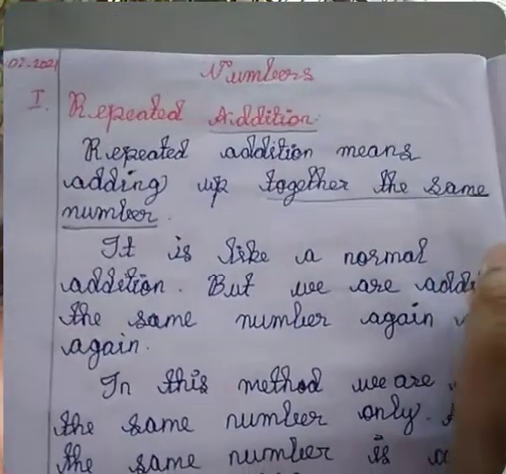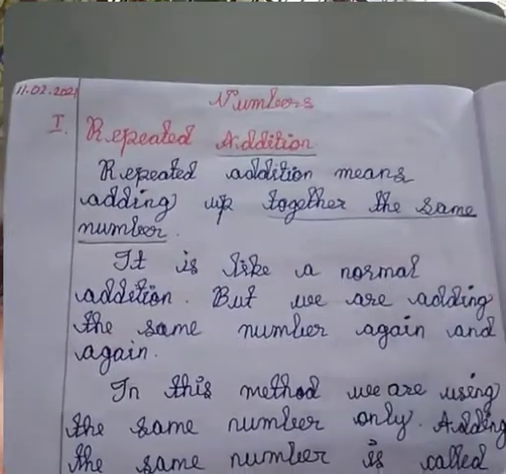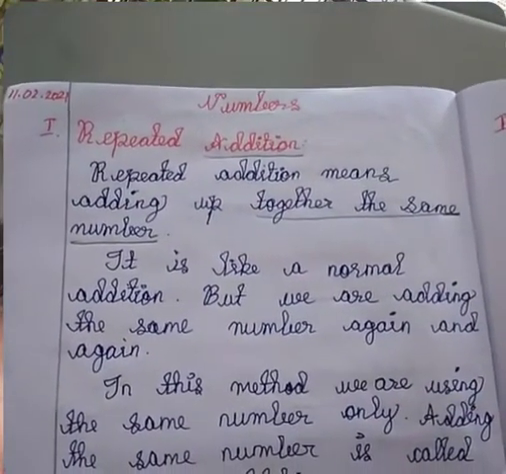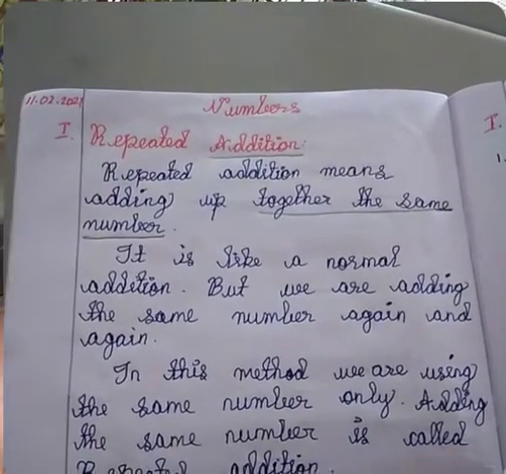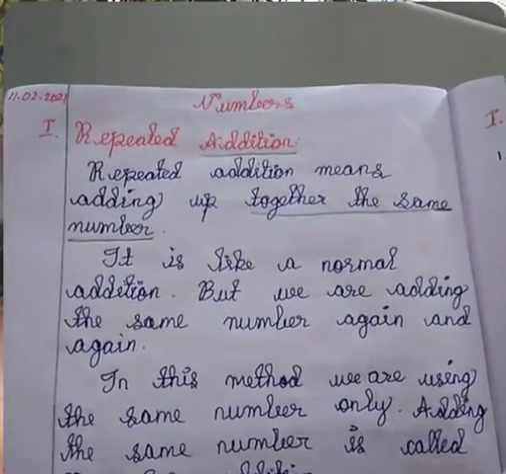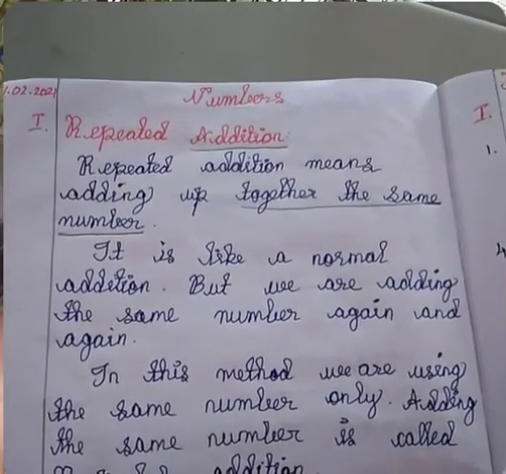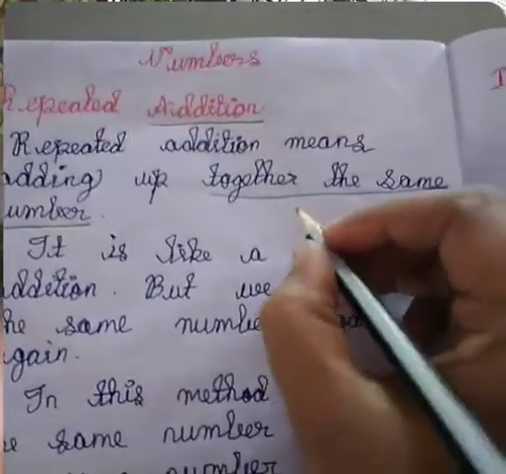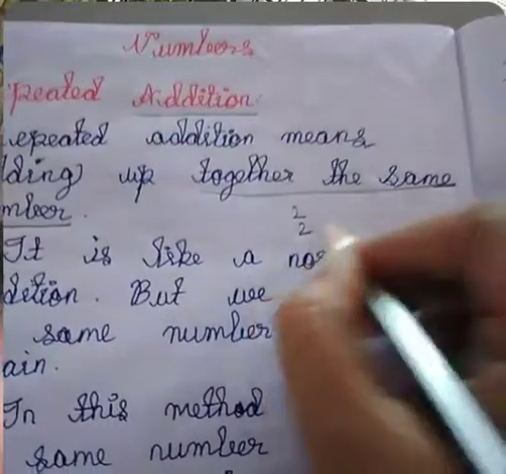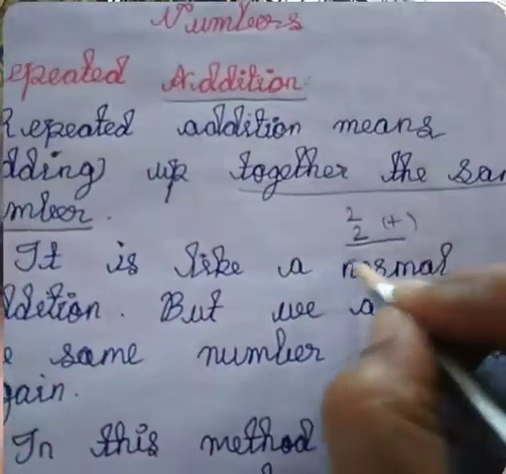In normal addition, the two numbers differ. For example, the first number is 12 and the second number is 14; we add these two numbers and get a total, an answer. Repeated addition means we are adding the same number. For example, we are adding 2 and 2. This is called repeated addition.